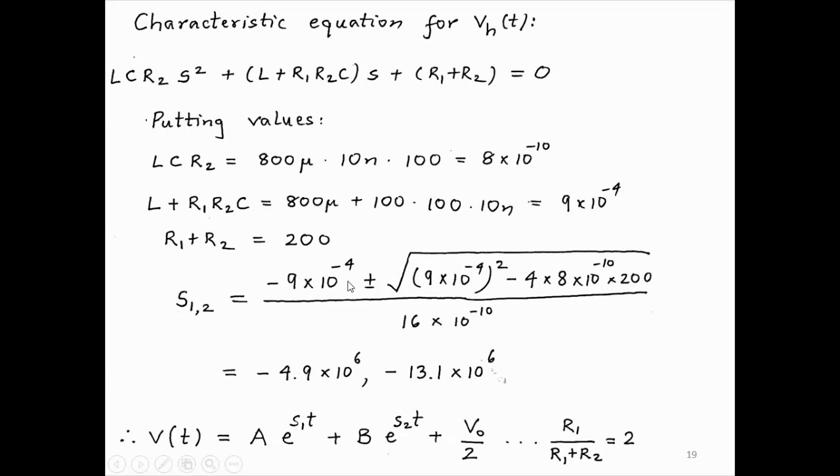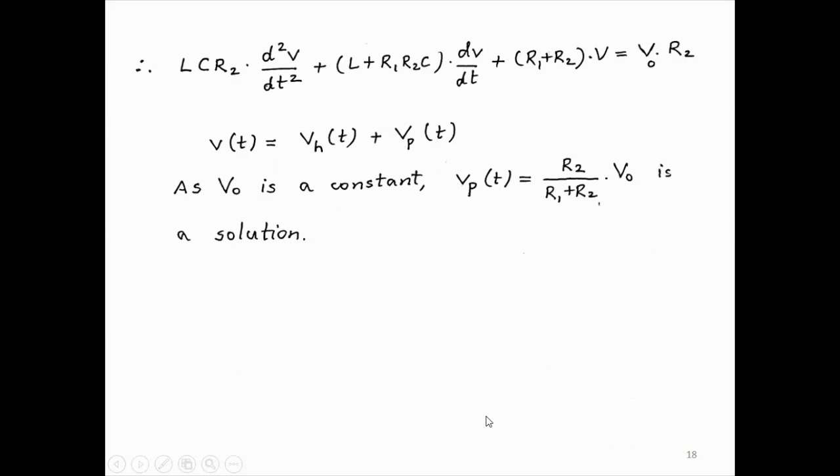All this I am not going through, but you should go through. Practicing with these numbers is important because the numbers are awkward, 10 raised to minus 10 and minus 8 and all that. So we solve and we get two values for S, minus 4.9 times 10 raised to 6 and minus 13.1 times 10 raised to 6. And then we write the final solution. So V of t is A e raised to S1t plus B e raised to S2t plus Vp.